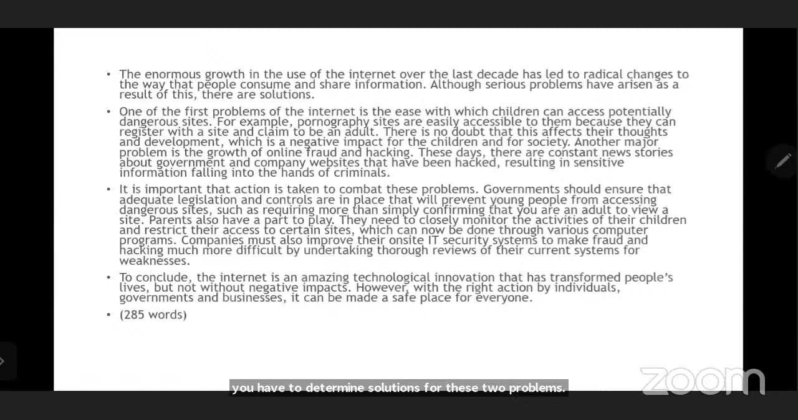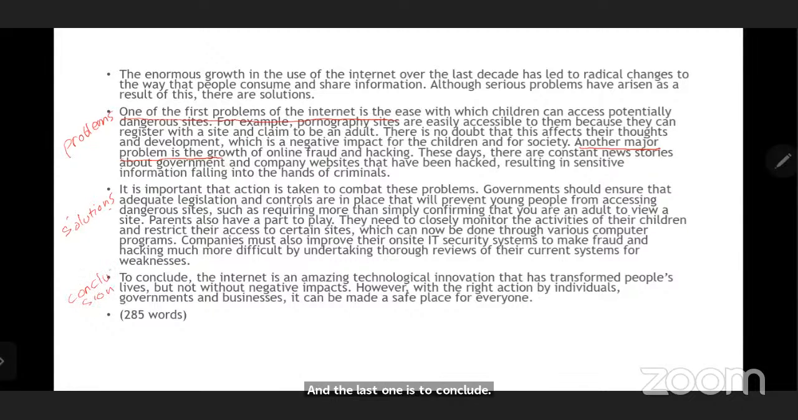This is the example. This is the introduction. And then one of the first problems of the internet is, okay, so this is the first problem. Okay. And the second one, another major problem is, okay, so the format of the paragraph, they put all of the problems into one paragraph. And the next paragraph is all solutions. And the last one is to conclude.